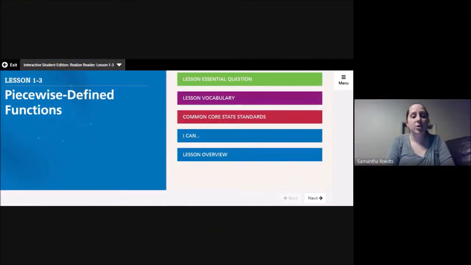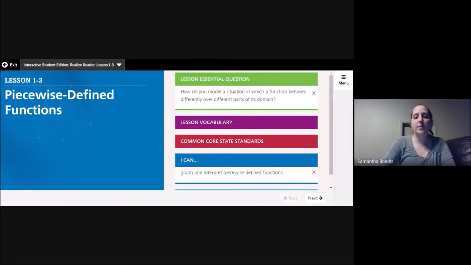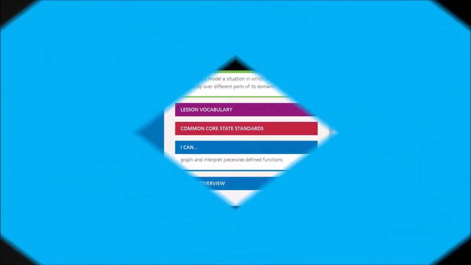All right, this is Unit 1, Lesson 3, Piecewise Defined Functions. So our lesson essential question is, how do you model a situation in which a function behaves differently over different parts of its domain? So at the end of this lesson, we'll be able to graph and interpret piecewise defined functions.